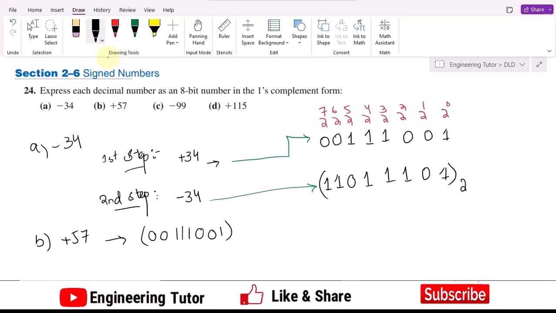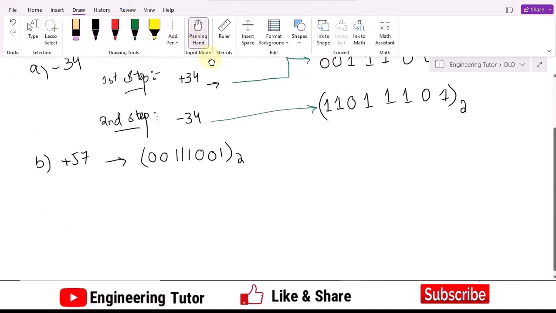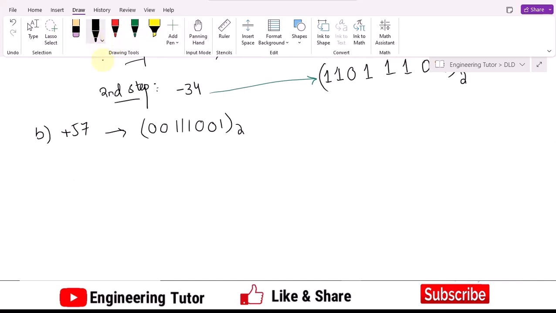So that is the binary representation of plus 57, and as this decimal number is in the positive signed form, therefore I am not converting it to the ones complement. Okay, the third one here, part C, is minus 99, and that is the decimal.